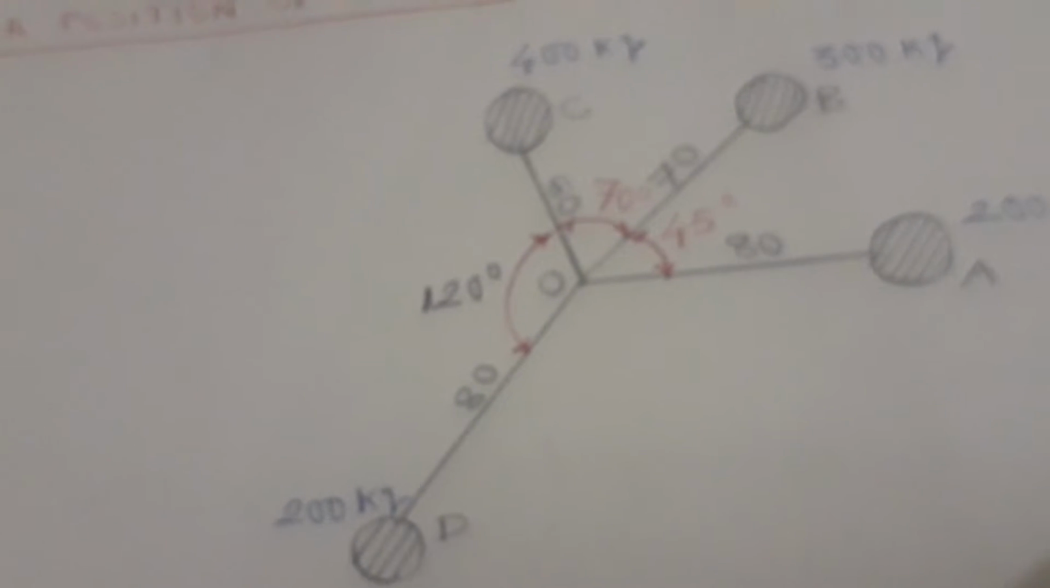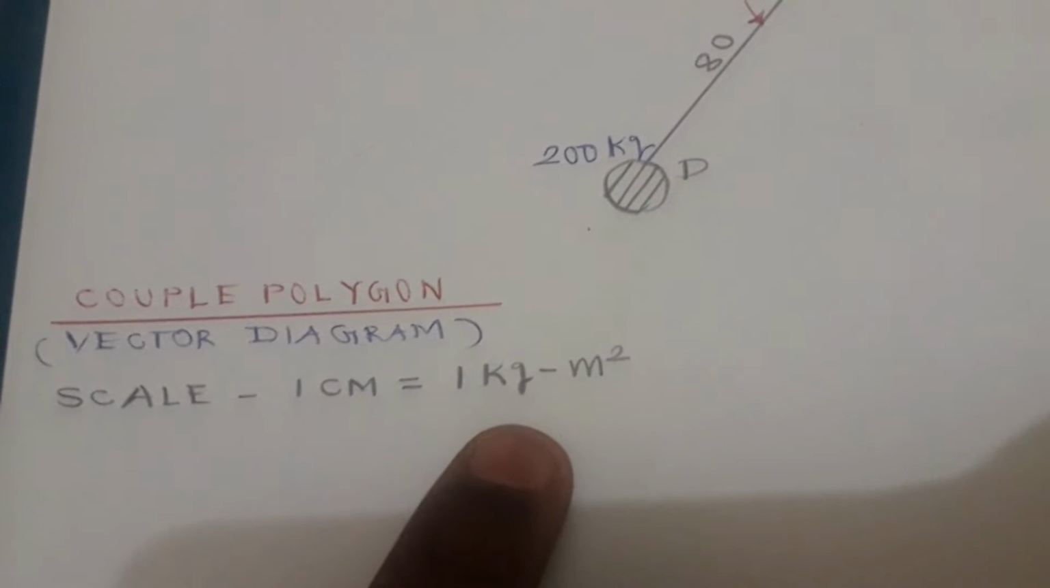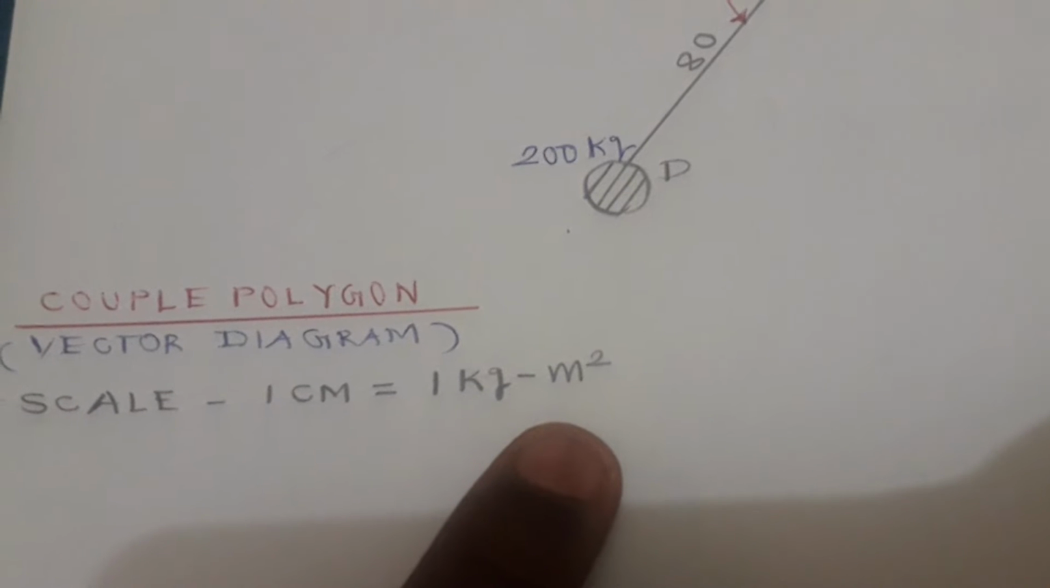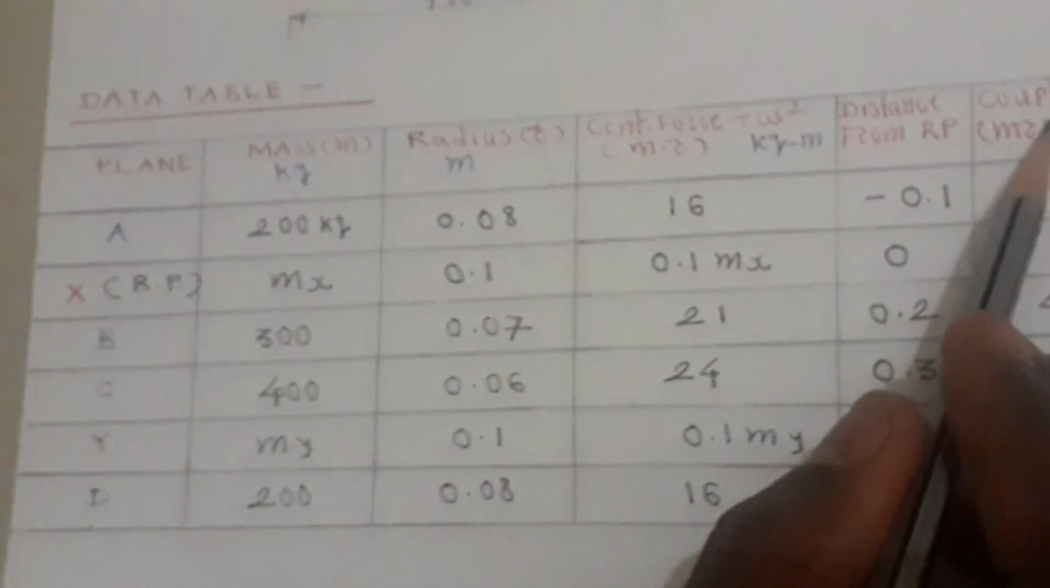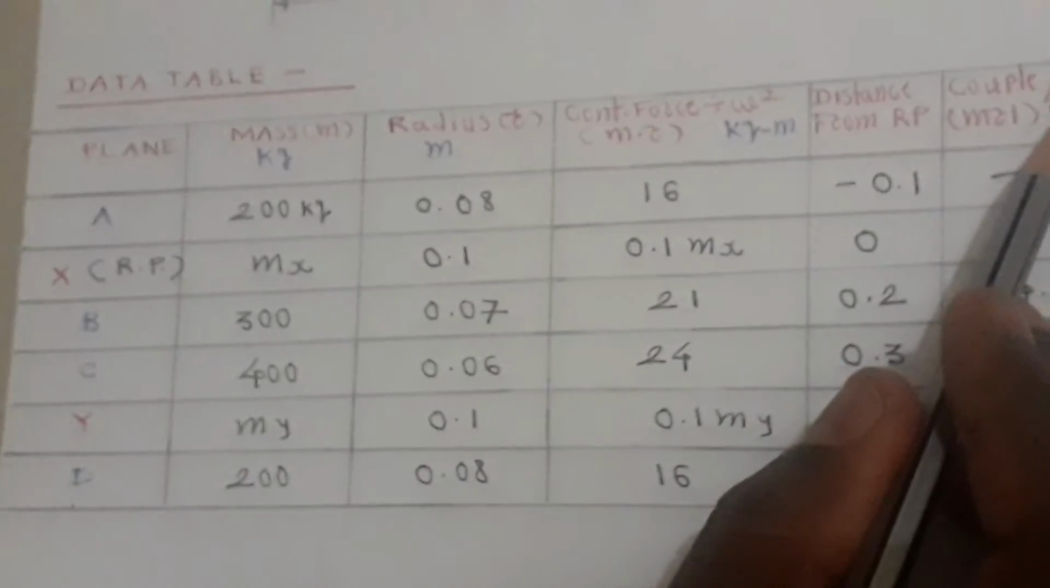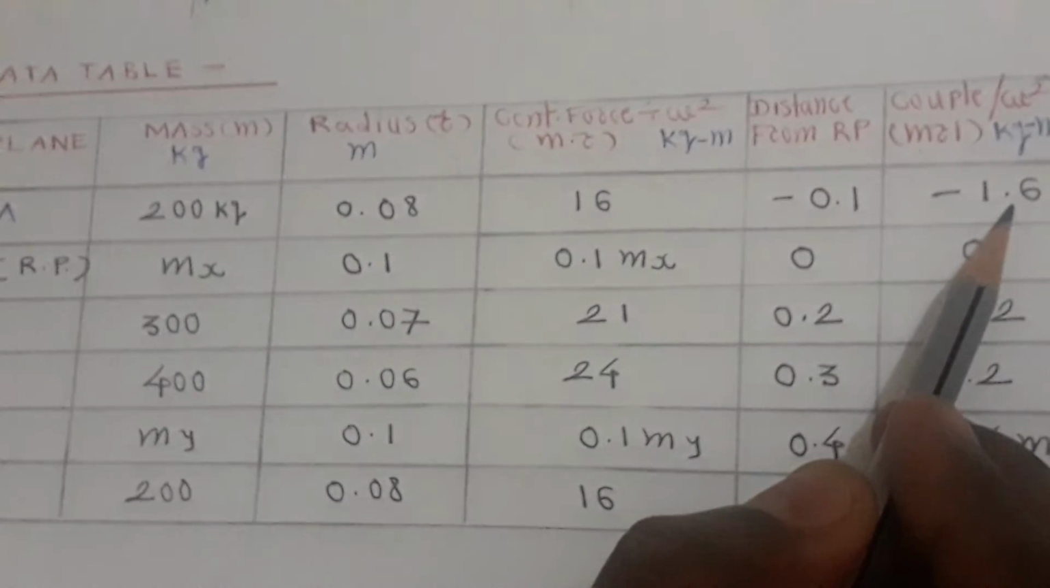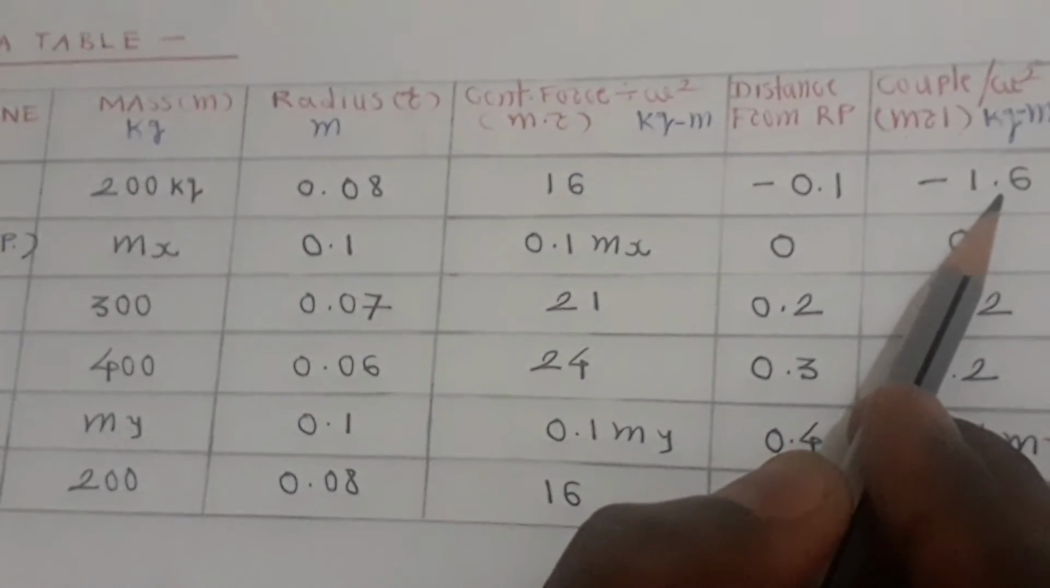So let us consider the couple polygon, or the vector diagram for the couple. For this we have considered the scale: 1 centimeter is equal to 1 kg meter square. So here for the plane A, we have to consider the couple divided by omega square, and the magnitude is minus 1.6.